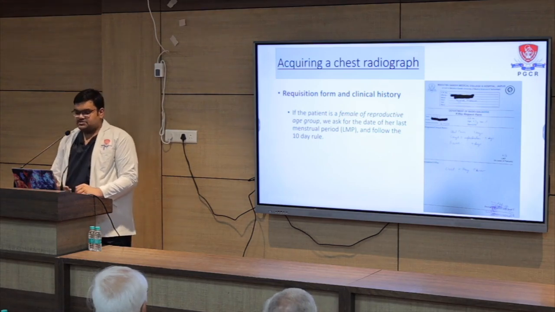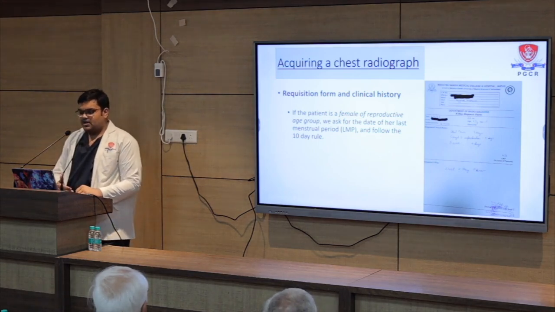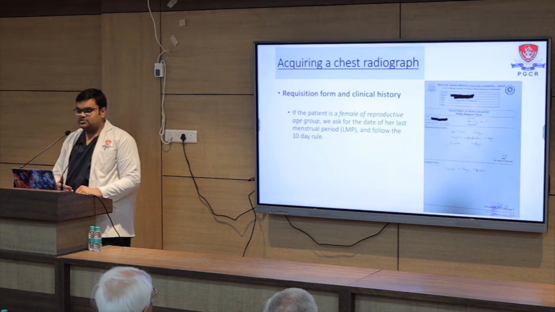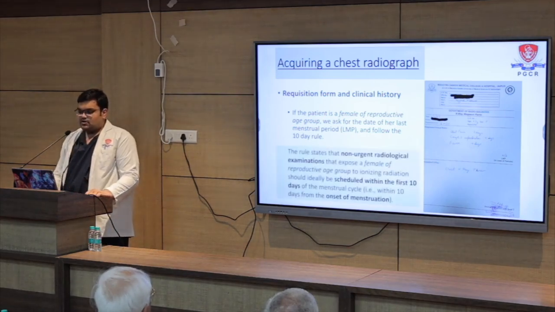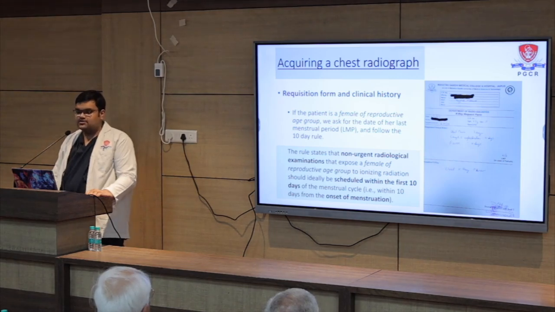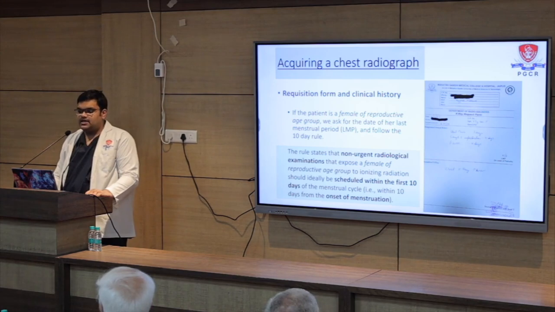After that, we look at the requisition form and take a clinical history. If the patient is a female of reproductive age group, we ask for the date of her last menstrual period, that is the LMP, and follow the 10-day rule. What is that? The rule states that non-urgent radiological examinations that expose a female of reproductive age group to ionizing radiation should ideally be scheduled within the first 10 days of the menstrual cycle, i.e. within the first 10 days of the onset of menstruation.